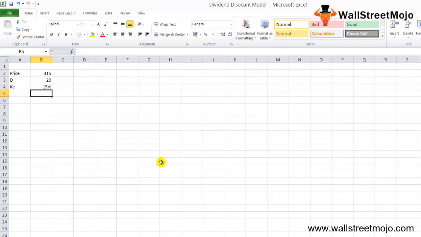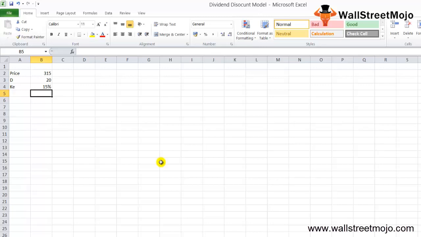So you're asking what should be the growth rate? It's just simple mathematics. In the example, we'll assume that the market price of the share, that is the intrinsic value given to us, is 315. So 315 is already given to us. What we have found over here is already given to us, and we just have to find g. It is as simple as that.